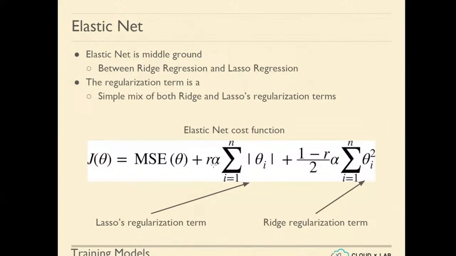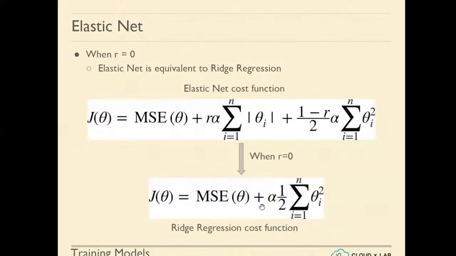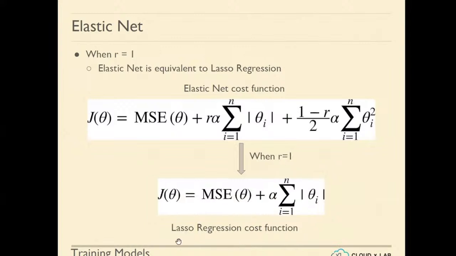And using this alpha hyperparameter, you can trade off between the original cost function and the regularization term. If you want to trade off between the original cost function and the regularization term, you will vary the alpha value. If you want to trade off between L1 and L2, you will vary R, right? When R is equal to 0, it becomes ridge regression, and if R is equal to 1, it becomes lasso regression. If you want both, you choose any value other than 0 and 1. So R can have any value between 0 and 1.